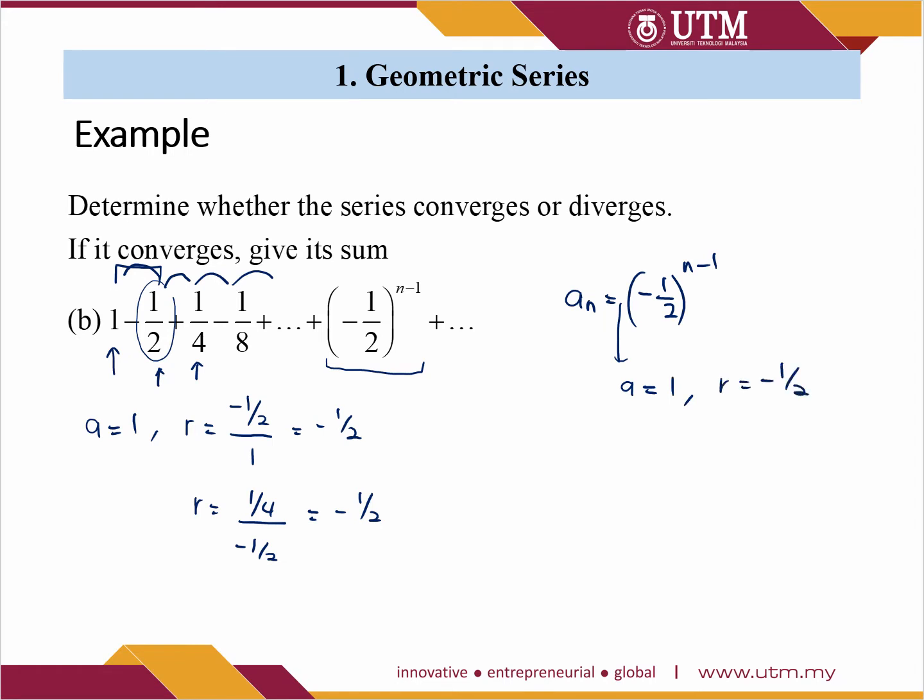So now we have to determine whether this series converges or not. We have to check our value of r, whether it is between 1 and -1 or not. So our r is -1/2, where -1/2 is between 1 and -1, because this one is -0.5. Which means that since it is between 1 and -1, we can conclude that the series converges.